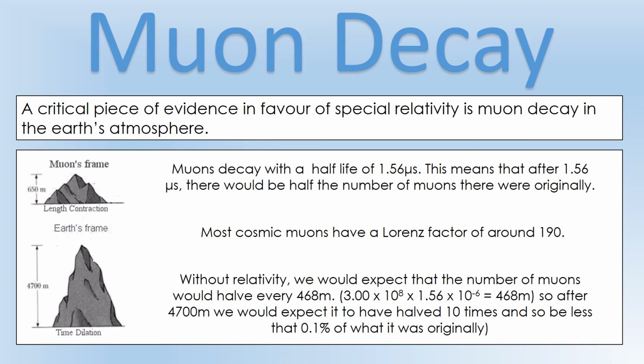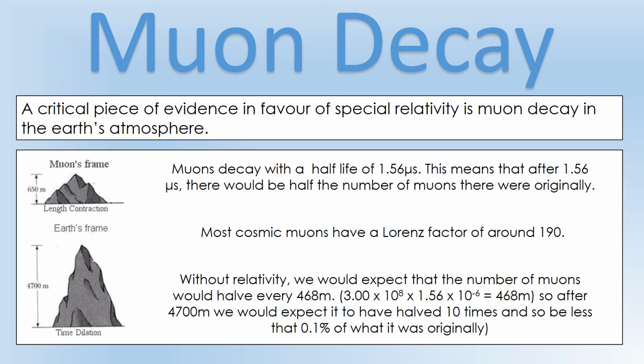So let's imagine that we've produced a load of muons, and we know how many we've produced because we can measure it. After 1.56 microseconds, there would be half the number of muons than there were originally, because half of them have now turned into electrons and neutrinos and they're not there anymore.